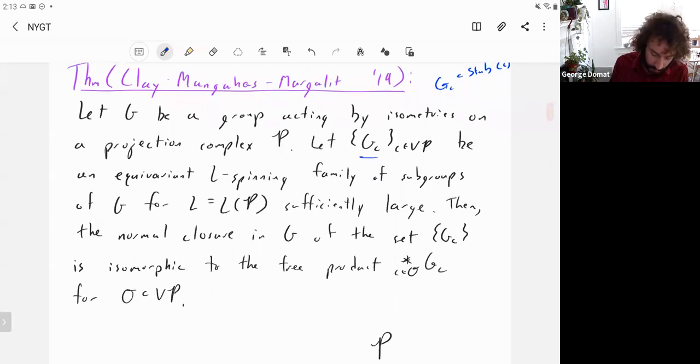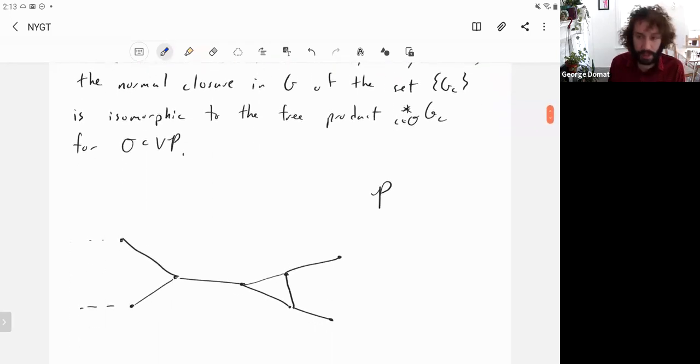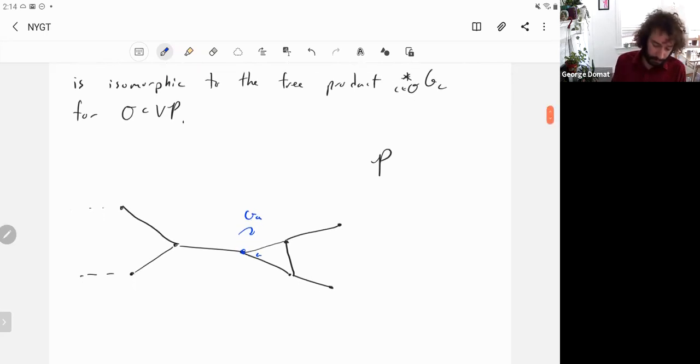Great, and here, what's the picture? It's very similar. Here your projection complex is a graph. It's not quite a tree, but it actually will turn out to be a quasi-tree. Now associated to each vertex, say A, you have some group GA that fixes it. And if you take some other vertex B and you look at GB, where g is something in GA, well, what do we get?